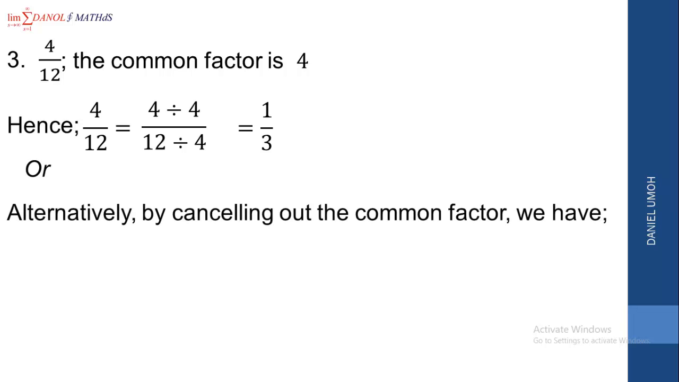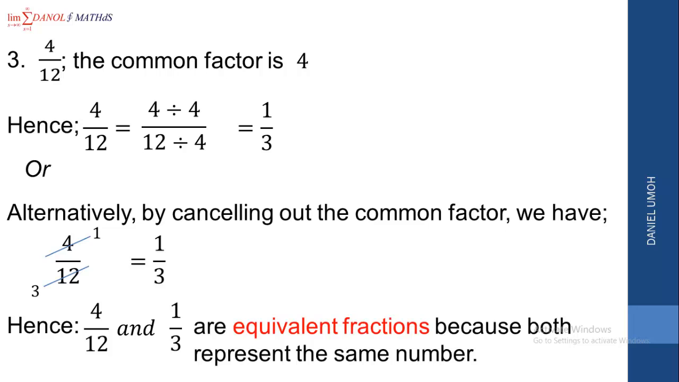Alternatively, that's another method. By cancelling out the common factor, we have 4 over 12, right? So when we use 4, 4 goes into 4, that's 1, right? Then 4 goes into 12, that's what? That's 3. So it therefore means that 4 over 12 is equal to 1 over 3. Hence, 4 over 12 and 1 over 3 are equivalent fractions because both represent the same number.